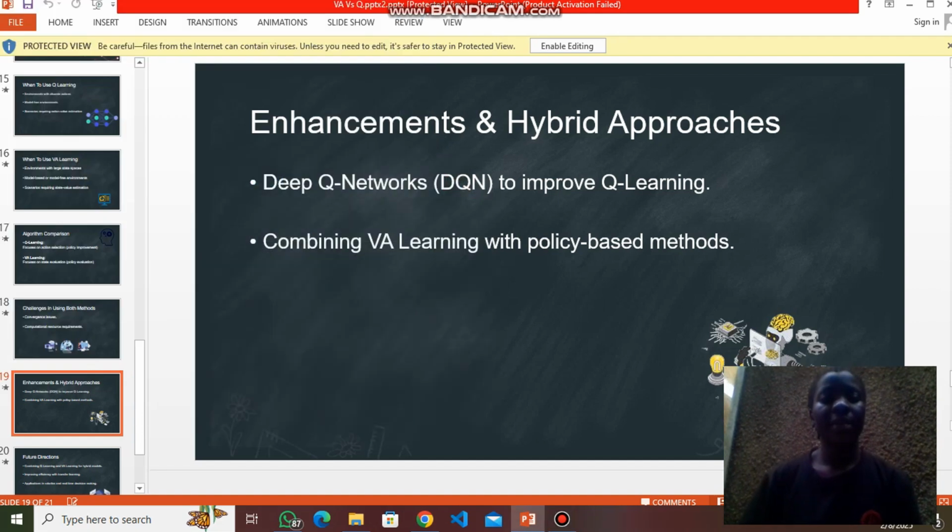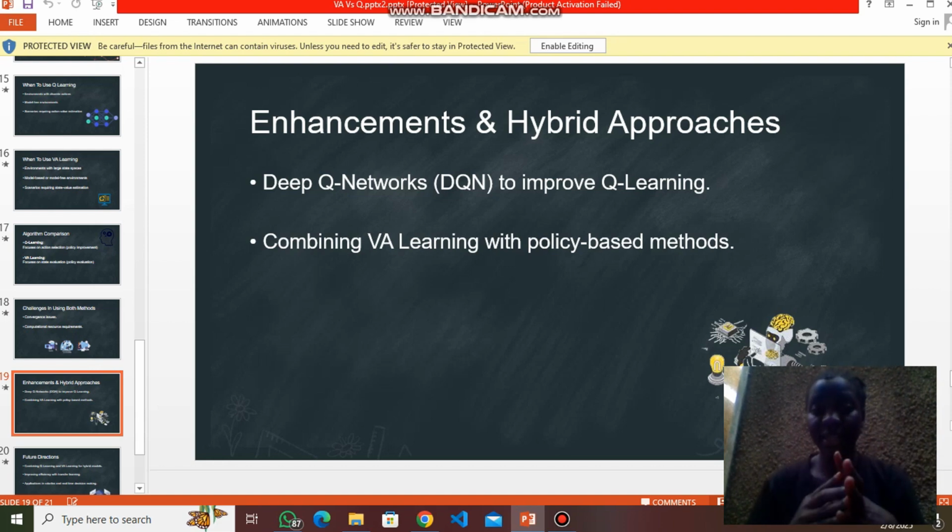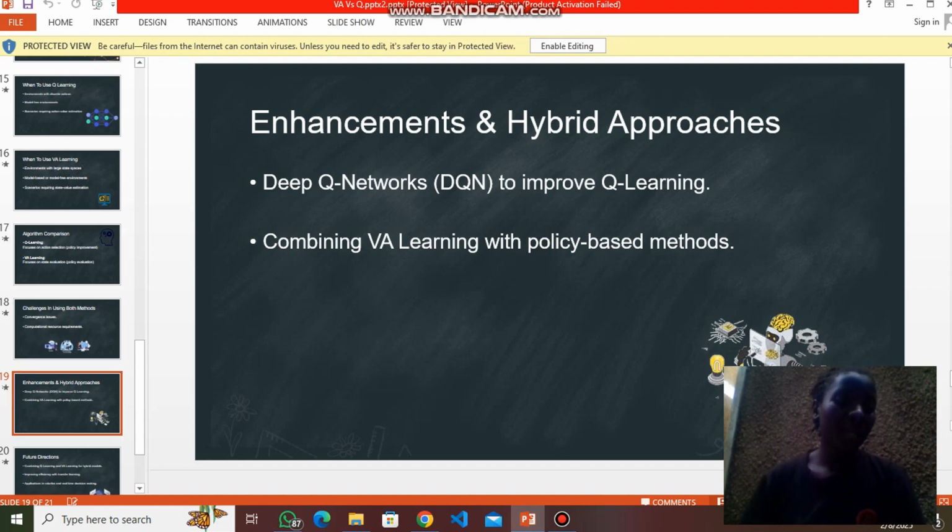To continue with enhancements and hybrid approaches, we have what we call deep Q neural networks. This is also a concept in reinforcement learning, whereby it basically goes ahead to improve on Q-learning. Then combining V-learning with policy-based methods basically improves on convergence issues. Remember, we looked at the challenges, and one of them was convergence issues. So combining V-learning with policy-based methods improves on the convergence issues, thus improving the learning efficiency.